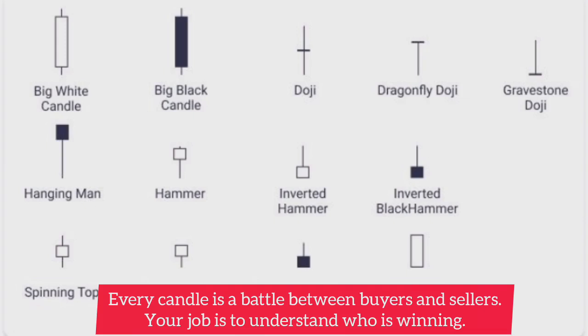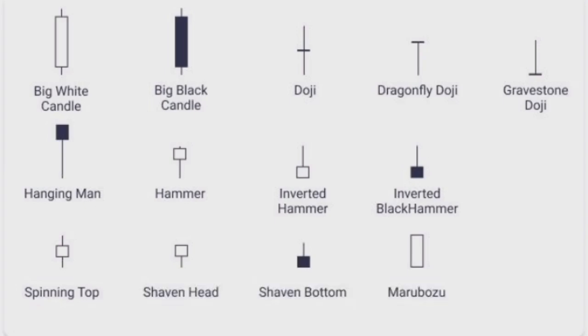So you have the big white candle there, right? And then you have the hangman. The hangman is a black one with a long wick. And then we have the spinning top, in which you have a small body at the center, and then you have two small wicks. And then you have the shaving head, right? So you have the shaving bottom, which is a bearish form of shaving head. And then we have the marubozu candle, in which there is no wick at all. And then you have the hammer, the bullish and bearish armor.